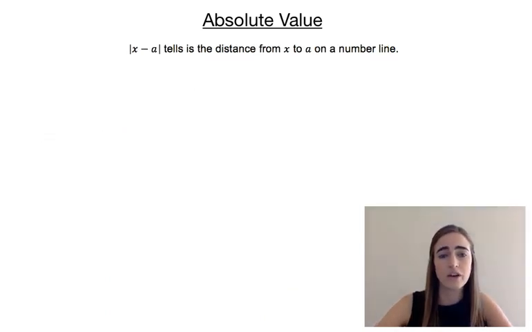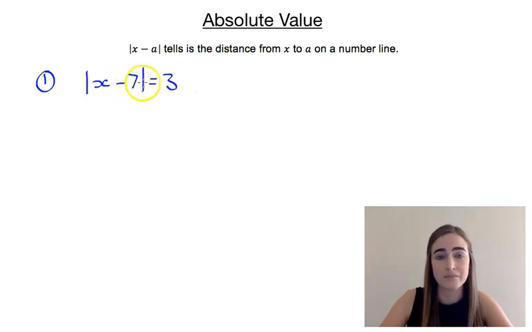I want to have a look now at absolute value functions that get a little bit more complicated. So if we've got something in the form of the absolute value of x minus a, that's telling us the distance from x to a on a number line. So we're not looking at the origin anymore. So if we have a look at an example, if we had, for example, the absolute value of x minus 7 is equal to 3, we want the distance from x to the number 7 to be 3. So if we have a look at our number line, we put 7 in the middle there. If we go 3 units right, we'd end up at 10. It's 3 units that way.